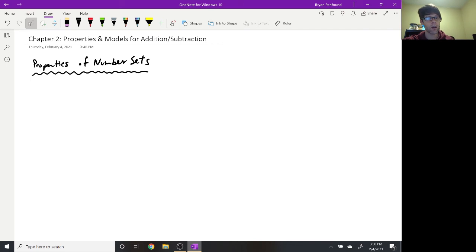Before we get into talking about the two models for addition and subtraction, let's talk more broadly about properties of number sets. So we're going to have a big definition here, and we're going to essentially try to talk about a lot of the different properties and the terminology that come up quite a bit.